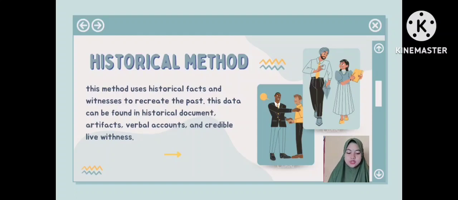This method uses historical facts and witnesses to recreate the past. The data can be found in historical documents, artifacts, verbal accounts, and credible living witnesses.